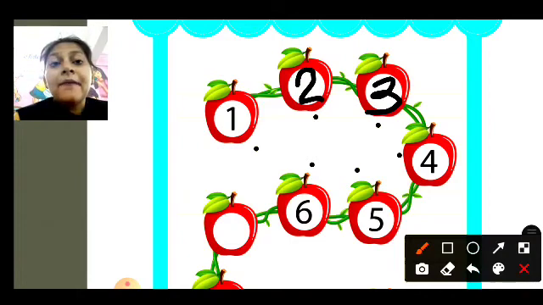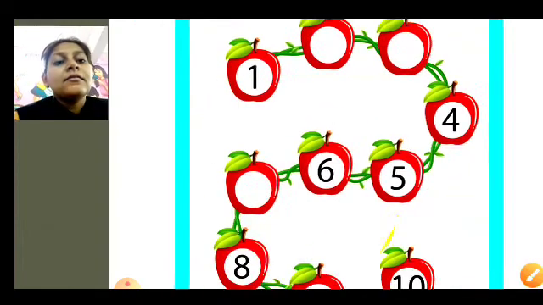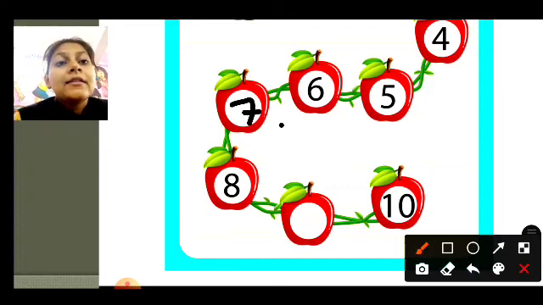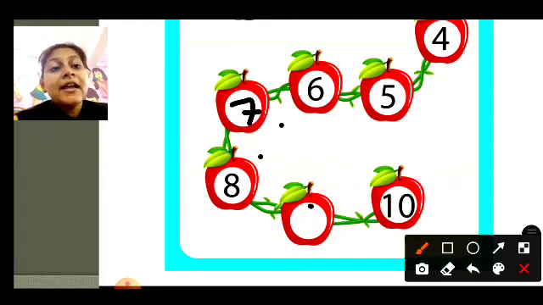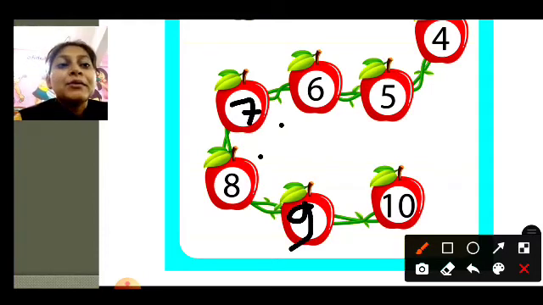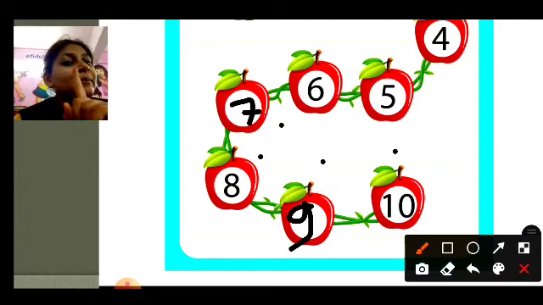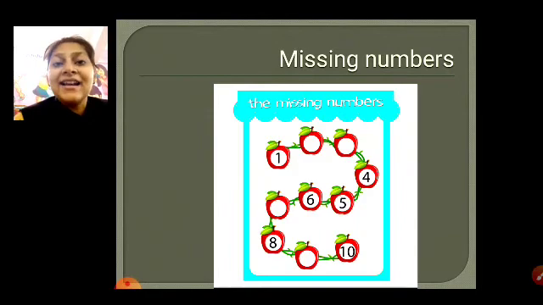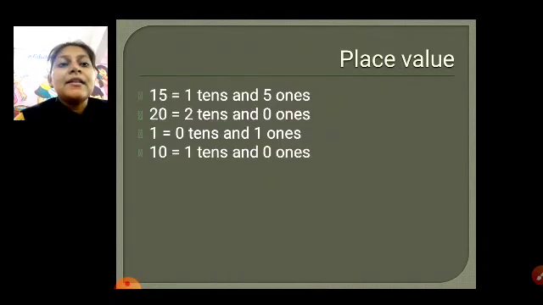Now which number comes after 6? 7, right? Now then after, here is the 7, right? 7, 8. Then after number of 8 is, which number comes after 8? Is the 9. So 6, 7, 8, 9 and 10. If after 10 is blank, so which number comes after 10? There is number 11. So if you know the numbers 1 to 20, then you can easily fill all these blanks, right? So this is the missing numbers.